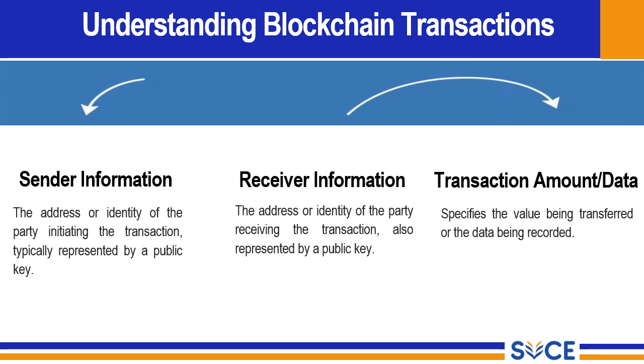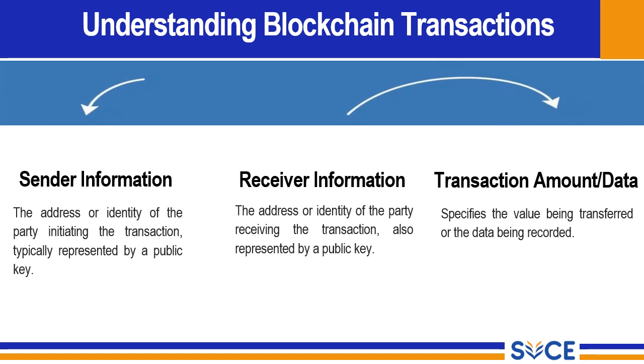Sender information. This is nothing but who is sending the transaction. The sender is the person or a system that starts the transaction. It could be someone sending cryptocurrency or sharing data on the blockchain. Every sender is linked to a public key. That is nothing but a special code that acts like their digital address on the blockchain.